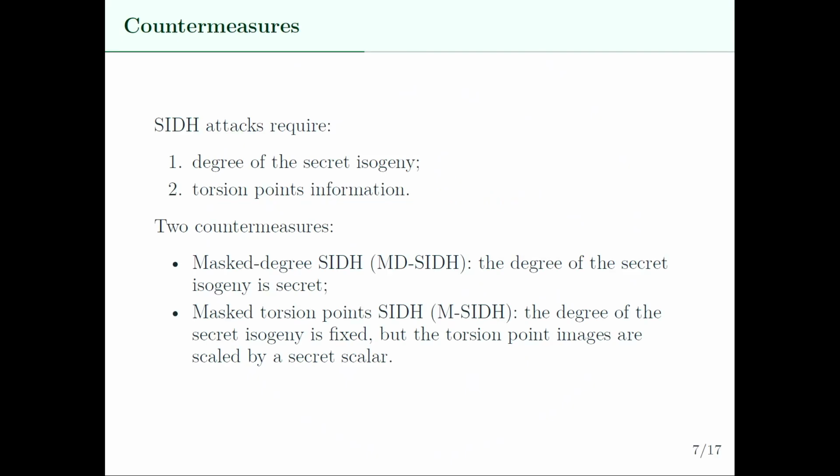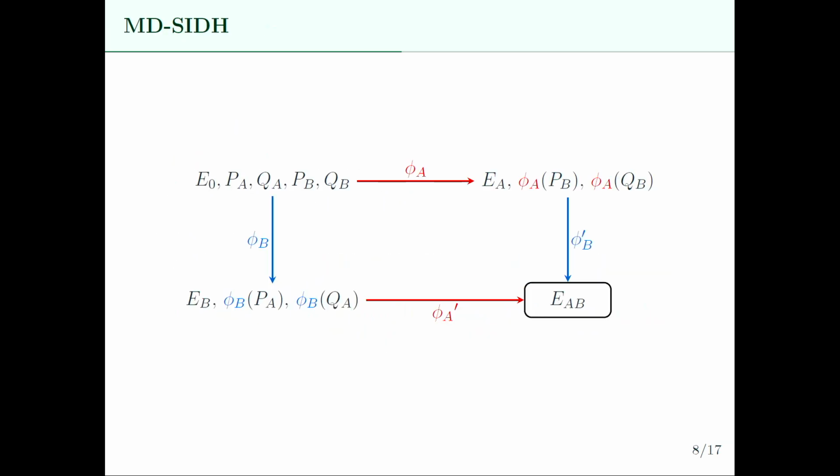So one thing to notice is that the attack uses the degree of the isogeny because you are really exploiting the fact that you know A and B. So you know the degree of the isogeny, but one other thing is that you know the images of the torsion points. So the idea of the countermeasures is to remove each of these, one at a time. So the first thing is to hide the degree of the isogeny, and then the second thing is to hide the torsion point images.